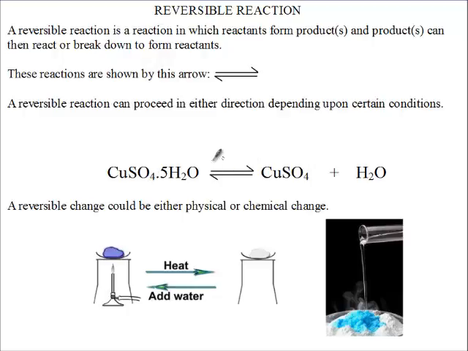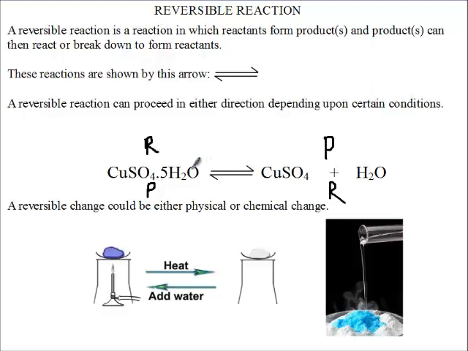So in this forward reaction, here we have our reactants giving us our products. In this backward reaction, this side will become our reactants, and then we get our products. So the reaction is proceeding in two different directions. A reversible reaction can proceed in either direction depending on certain conditions.